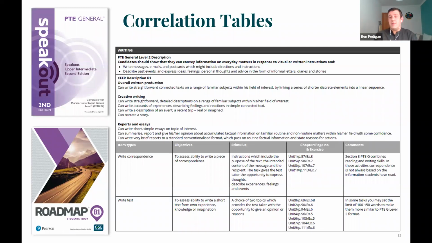That was why I said before, we don't need to use specific exam prep textbooks and be held to that. You can use a normal general English textbook and use correlation tables, or if you're not using a Pearson book, be very aware of going through the task types. You can do your own little mapping, and that makes it easier to integrate into the classroom.